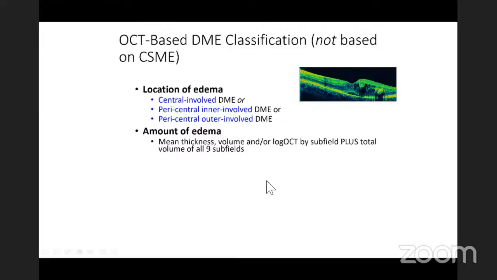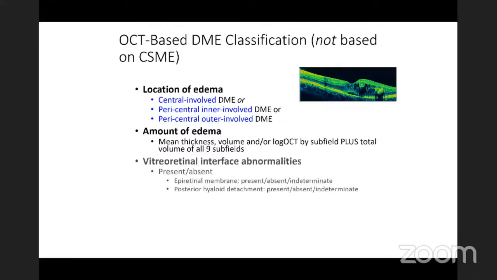Based on the amount of edema, we can quantify it based on the thickness, volume, and looking at the other parameters of these subfields. We also look at various vitreoretinal interface abnormalities, such as epiretinal membrane, posterior hyaloid detachment, if they're present, absent, or incomplete, and presence of hard exudates in the central subfield. Now, hard exudates is something that has been recently shown to be very important in the prognostication of patients and in the decision making for the use of therapeutic agent in these patients.